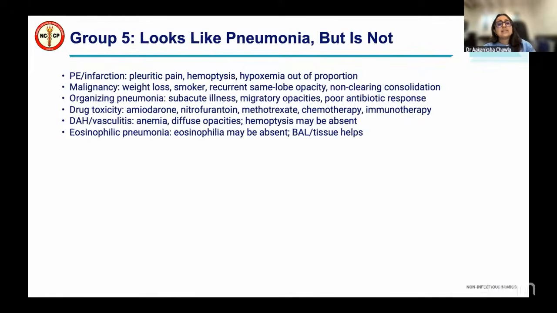Then group 5 is that it looks like pneumonia, but it is not. So the patient could have a pulmonary embolism or an infarction, maybe an underlying malignancy, organizing pneumonia, drug toxicity, diffuse alveolar hemorrhage or vasculitis, and even eosinophilic pneumonia. All this would be ruled out based on the presentation, based on radiology, and you will have to investigate accordingly, depending upon what you're suspecting. So these could be the mimics and why the patient is not getting better.